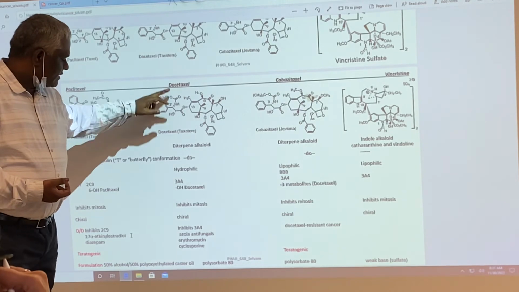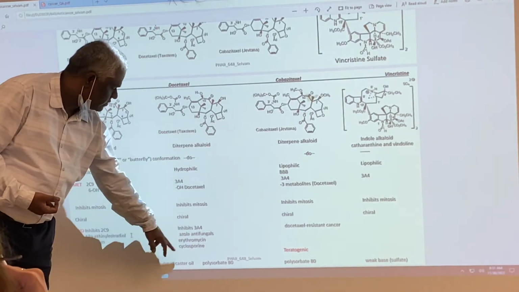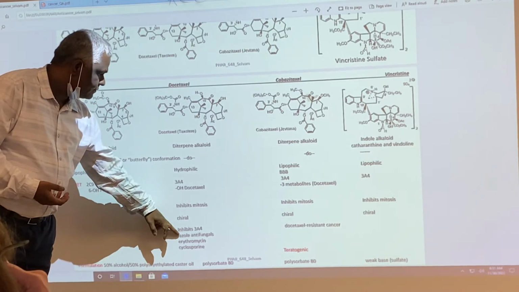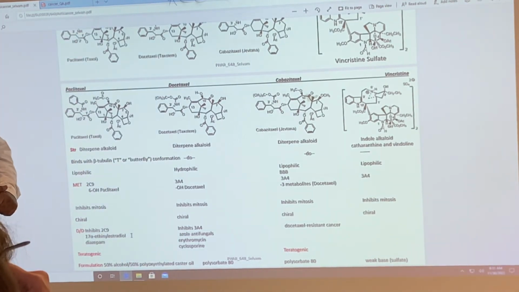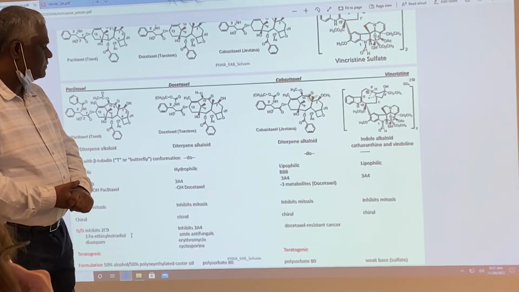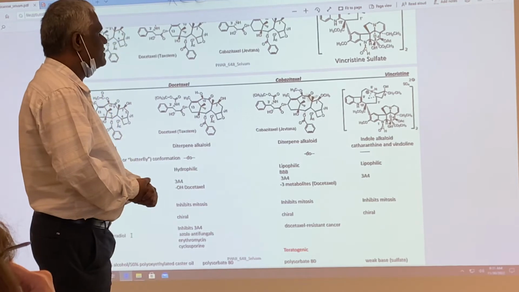Docetaxel inhibits cytochrome 3A4, and 3A4 is an important enzyme for those azole antifungal agents, erythromycin, and cyclosporine. So when you have docetaxel with ketoconazole, fluconazole, itraconazole, we have a direct interaction. And docetaxel with erythromycin and cyclosporine, those also get a direct interaction because of this inhibition of cytochrome 3A4. Carboxytoxal is suitable for docetaxel-resistant cancer.